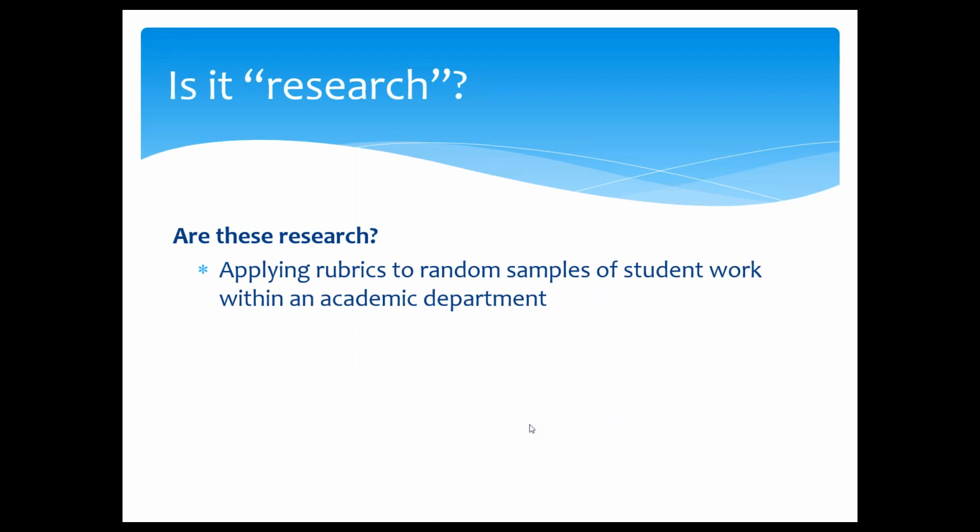So here are some examples of things. I'll just go through these. Applying rubrics to random samples of student work within an academic department. For those of you not familiar with this, this is assessment of student learning, where you have a scale that you evaluate student writing on. And that scale may be complex. These rubrics are kind of like multiple choice questions.